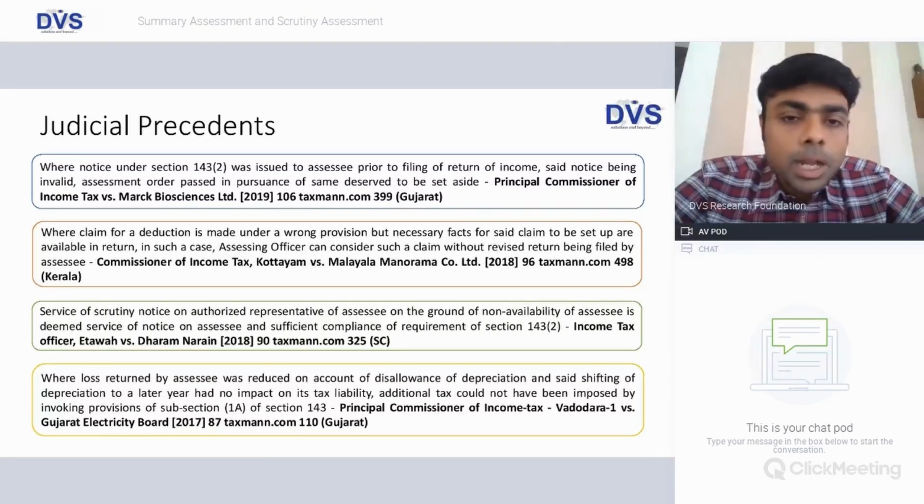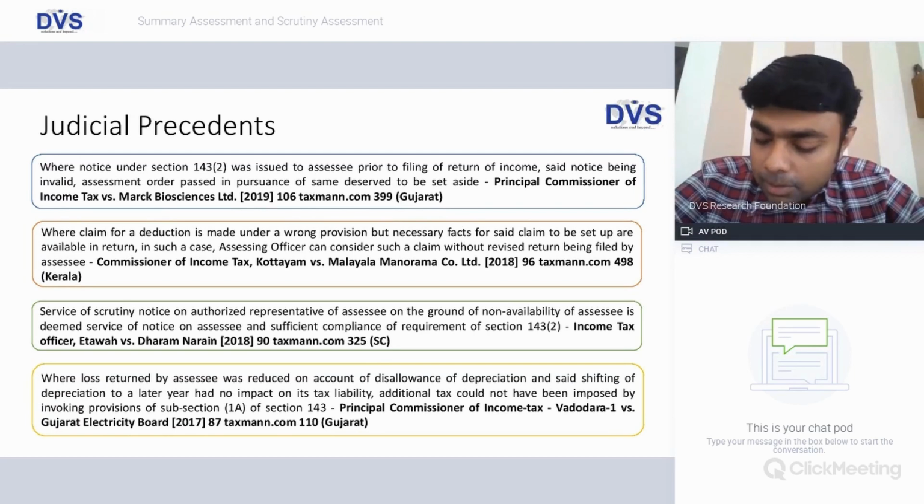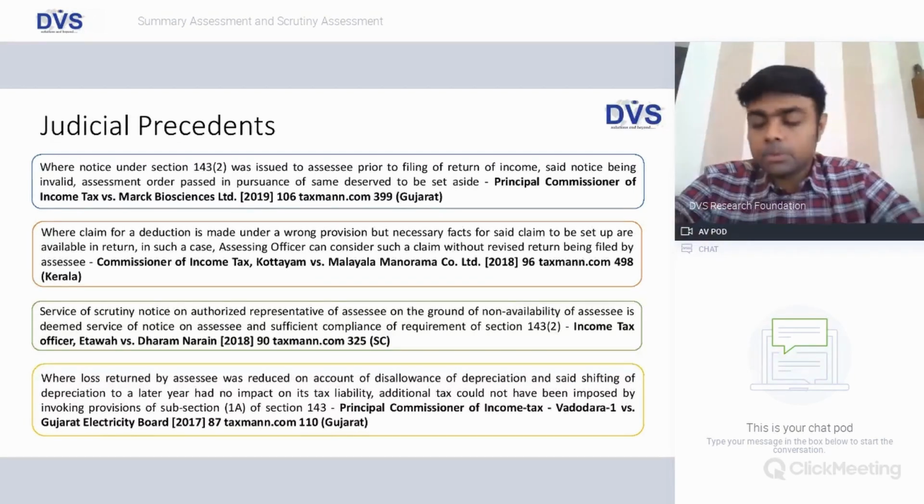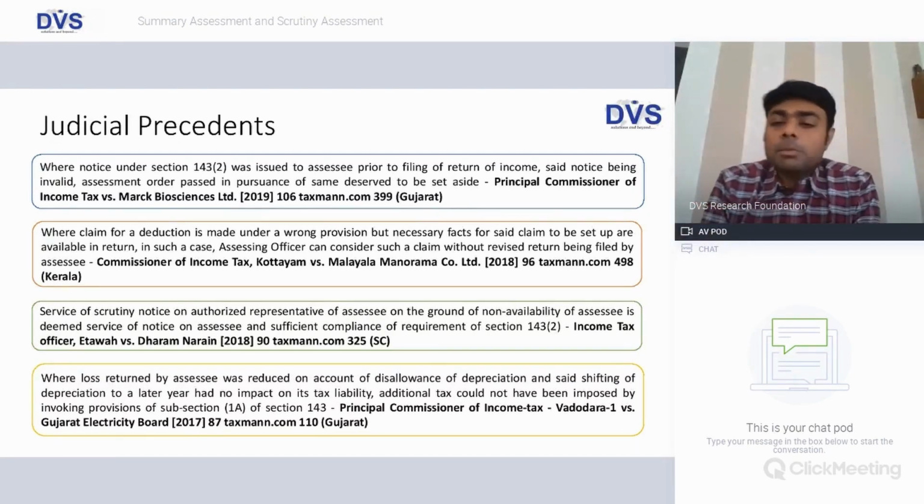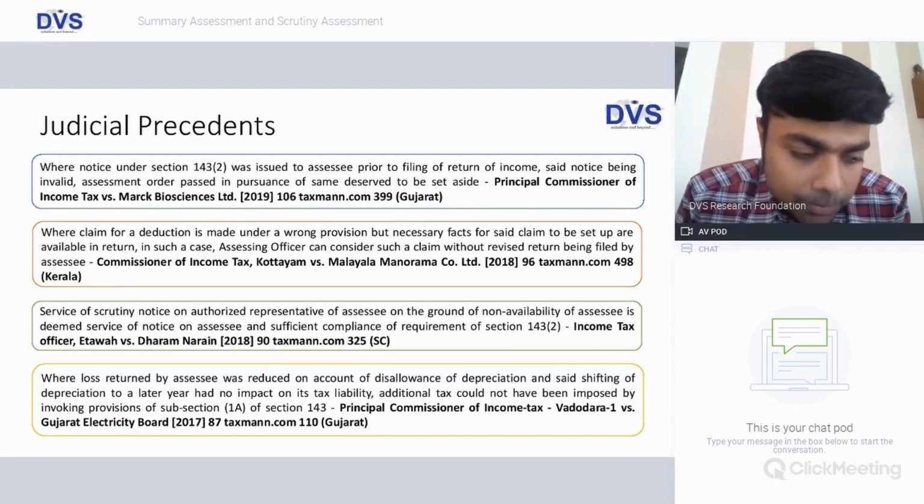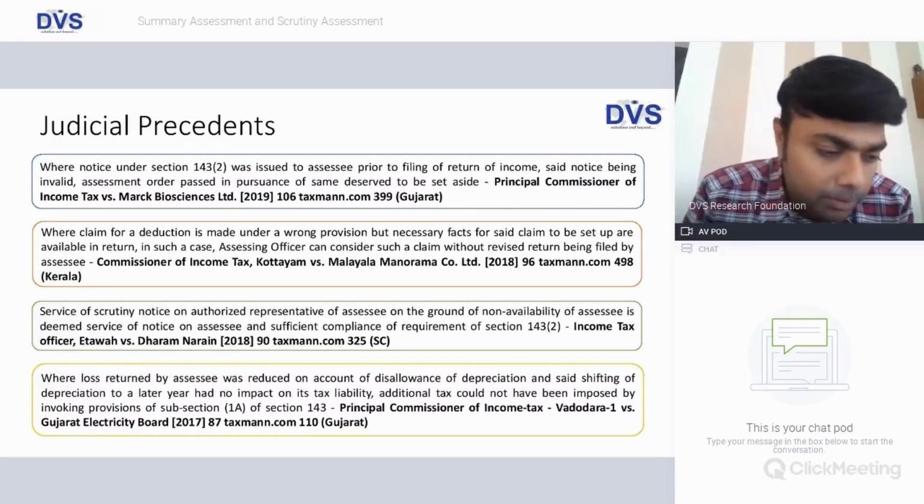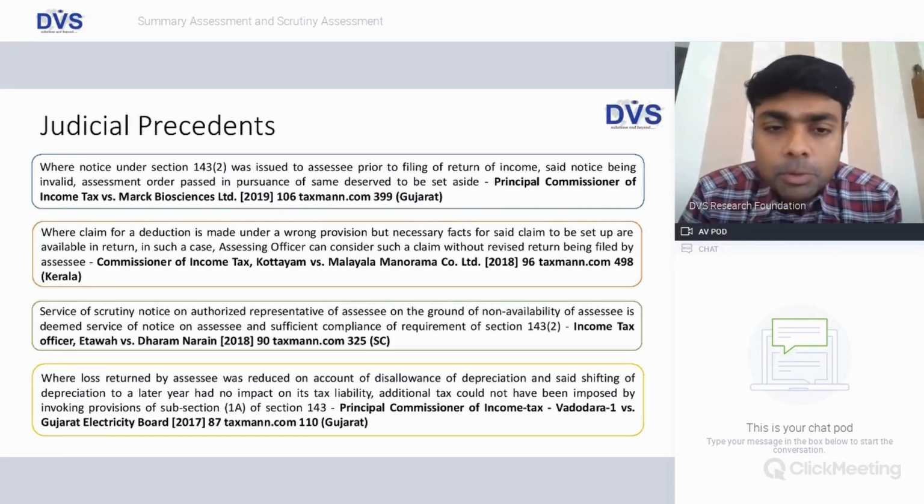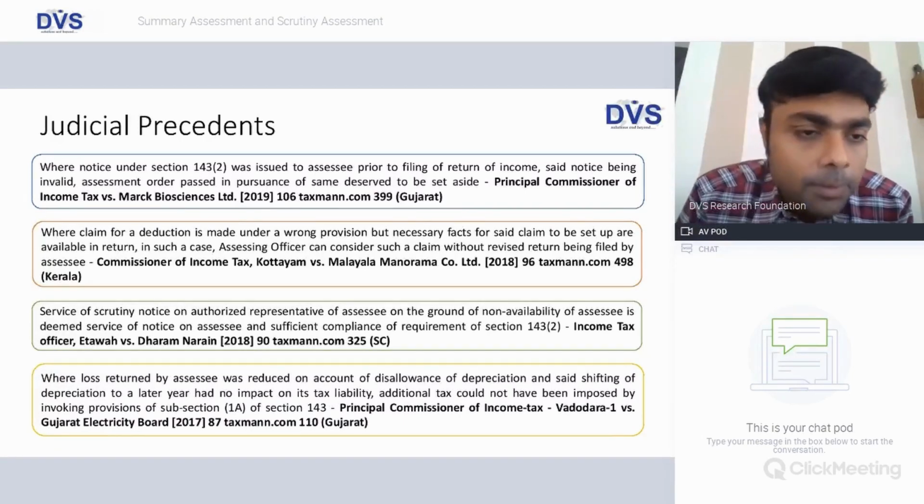The notice was, and the order passed in scrutiny assessment on the basis of such notice shall be deemed to be bad in the eyes of law, because as we are aware, for the purpose of issuing a notice under 143(2), return of income has to be filed under 139 or in response to a notice under 142(1).